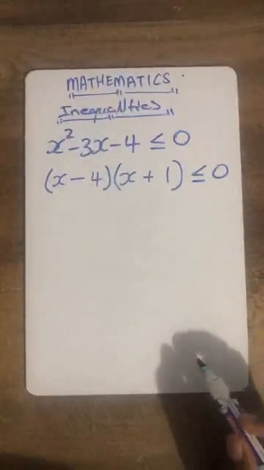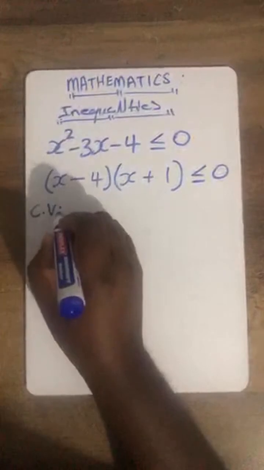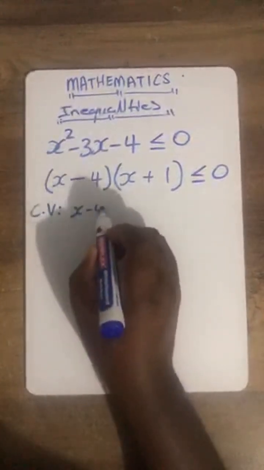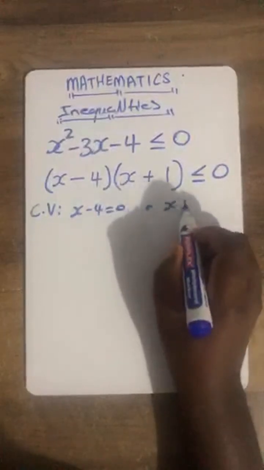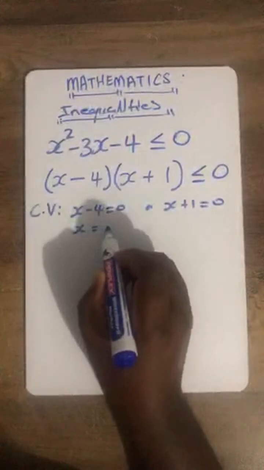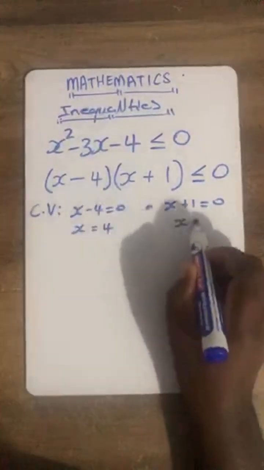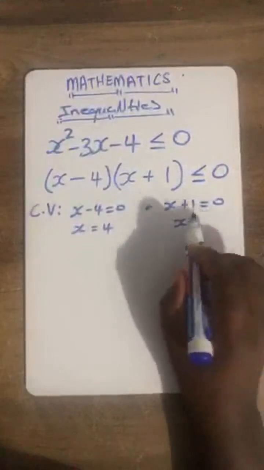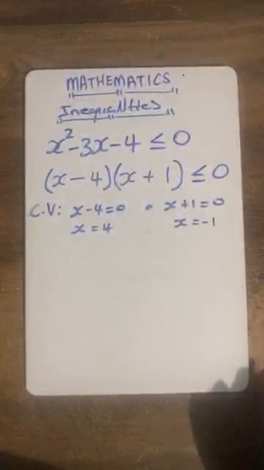Okay, so now let's see our critical values. This is where you say x minus 4 equated to 0 or x plus 1 equated to 0. Then you have x which is equal to, take 4 to the other side, it changes the sign, it becomes that, and then you take that to the other side, it changes the sign, it becomes negative 1.